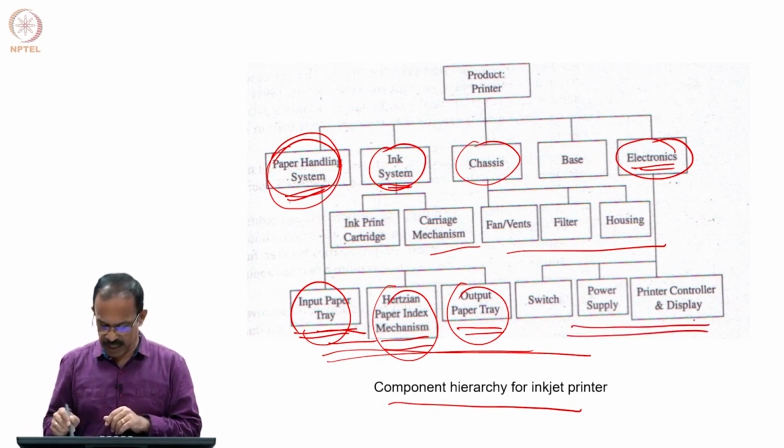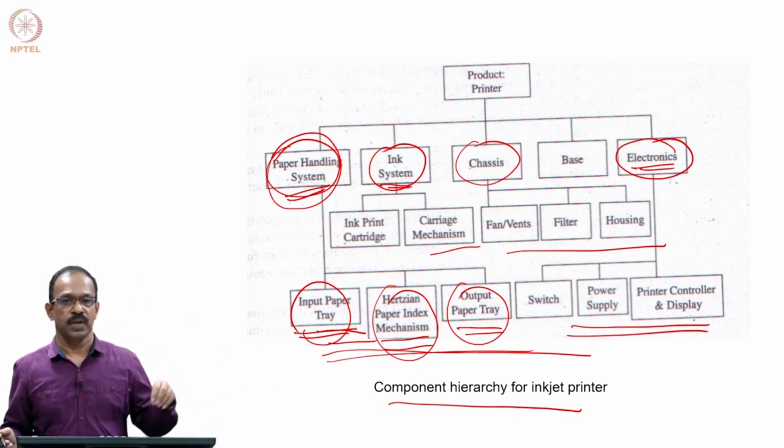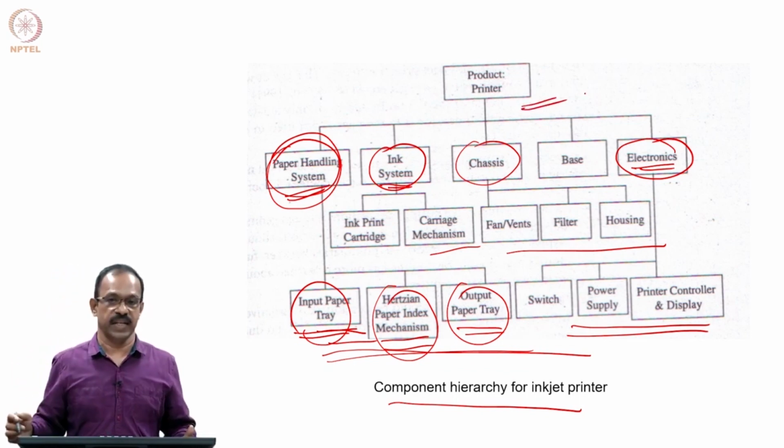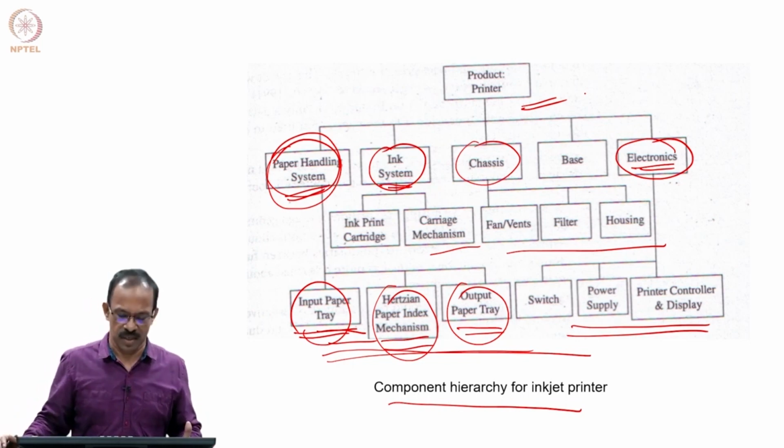So, that is the way we can convert the functional blocks into the physical blocks of the product. So, now we have a product hierarchy. This is the hierarchy of the product that you can see.